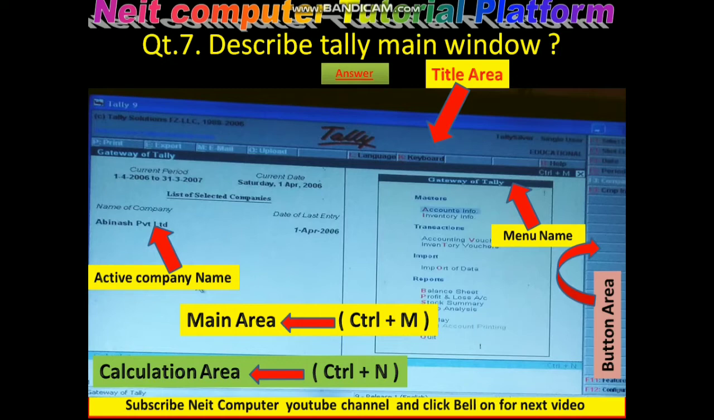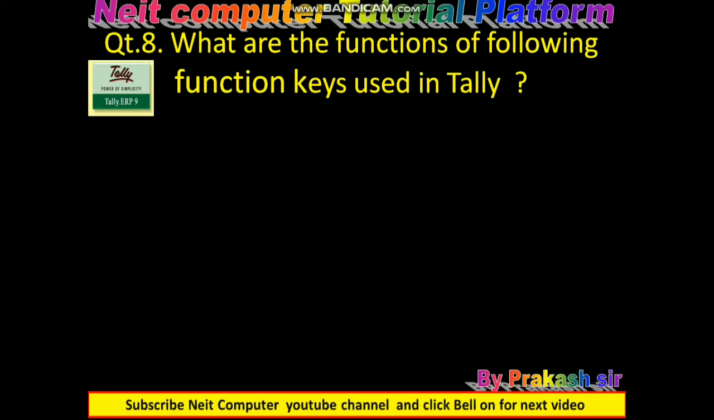And at its right side, there are some buttons F1, F2, F3, F4 that I will discuss later. This is called the button area, where there is the representation of buttons and button applications. What are the functions of the following function keys used in Tally?